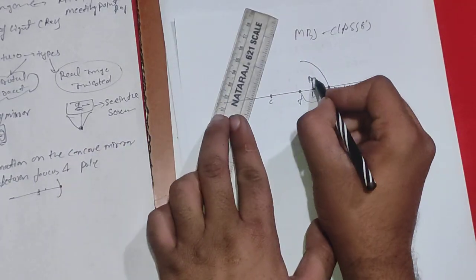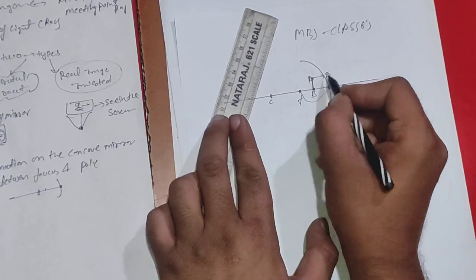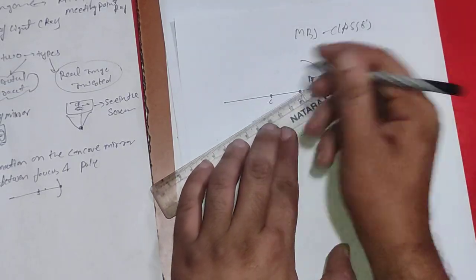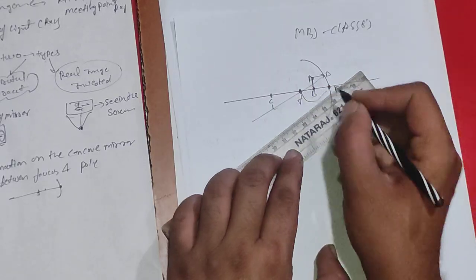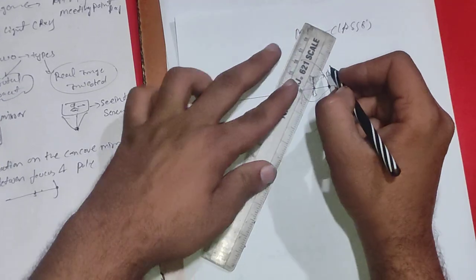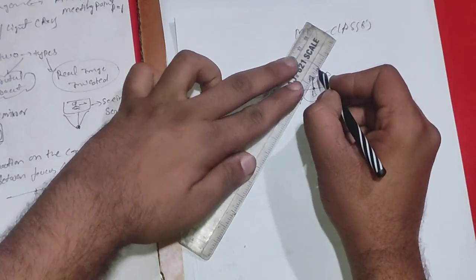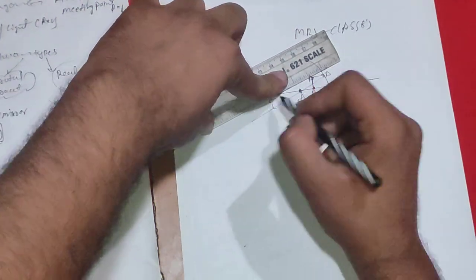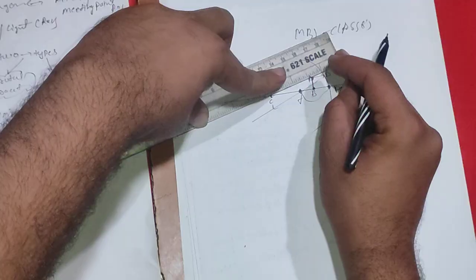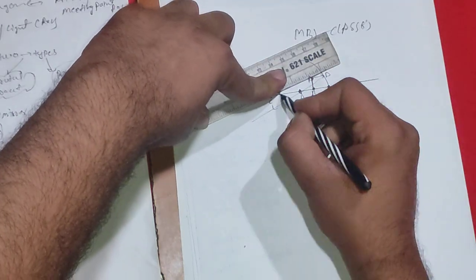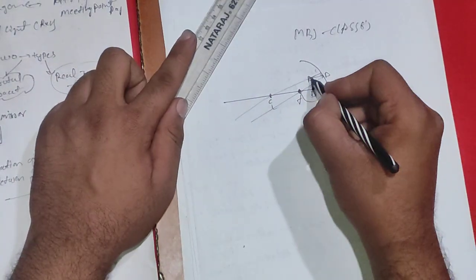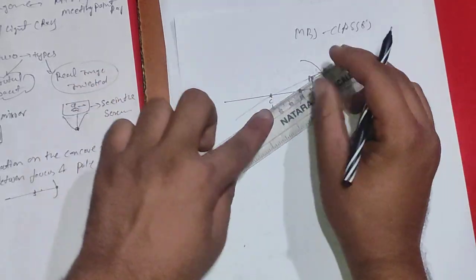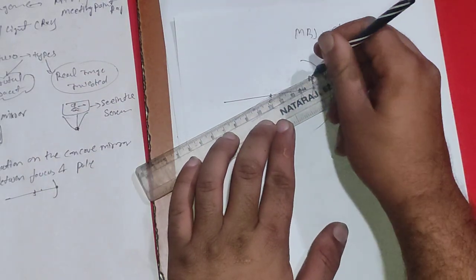Say the first ray is parallel to the principal axis, and after reflection it goes through the focus. And the second ray, for example, is from this area, because I want to say that it goes through the center of curvature. So say this is E, and after the reflection it goes back through the center of curvature.